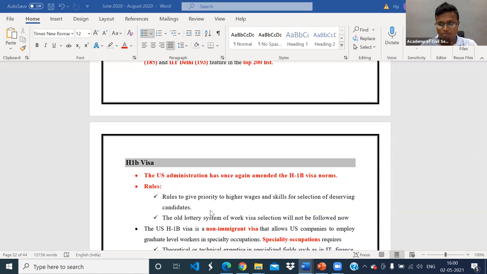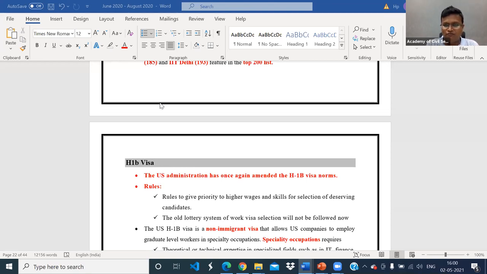It was also in the news, and multiple times the H-1B visa has been in the news because it is a non-immigrant visa issued to engineers or professionals from outside the country by the American government. If an Indian engineer goes to America to work, that type of visa issued to him is known as an H-1B visa. And why was it in the news?